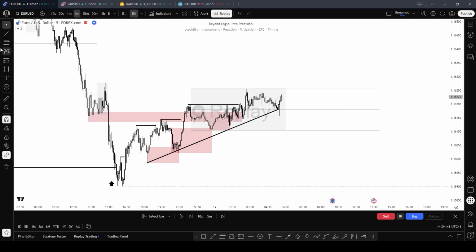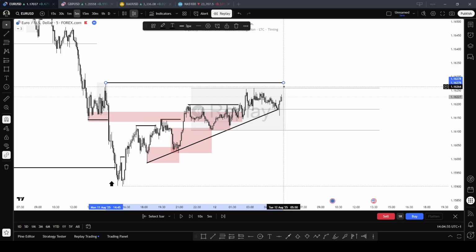Now, we have understood and identified the liquidity lows. Now we need to understand what's happening to the high. So I clearly see a breakout structure to the downside, a bearish breakout structure, the last one, and we have this liquidity high.